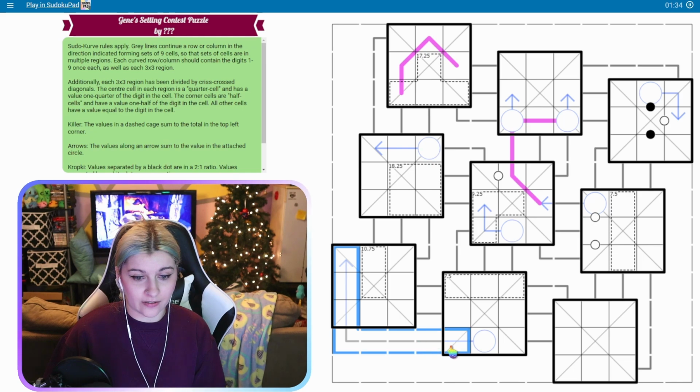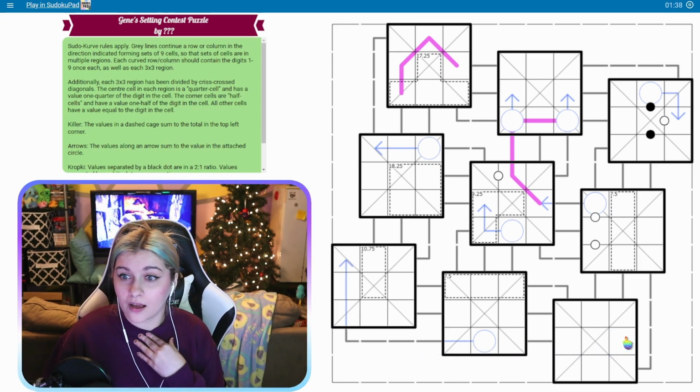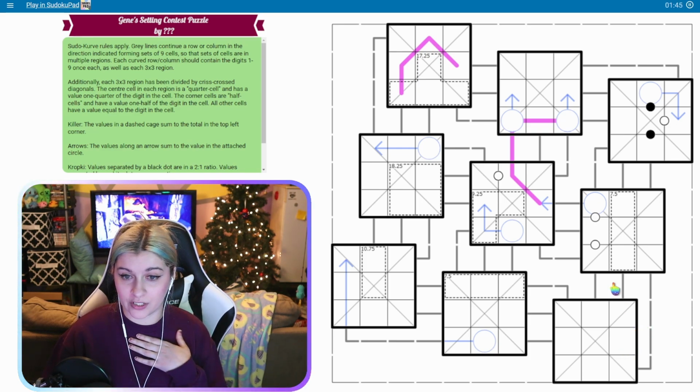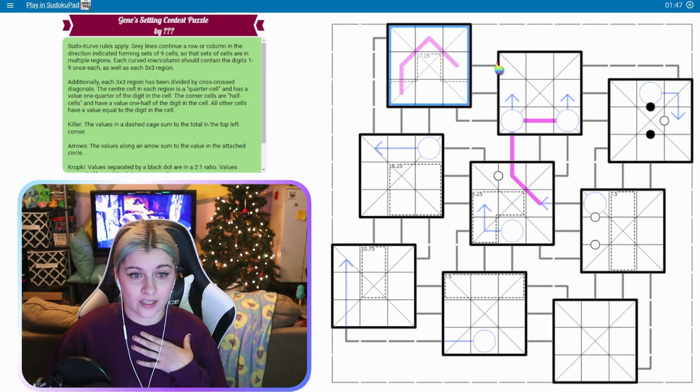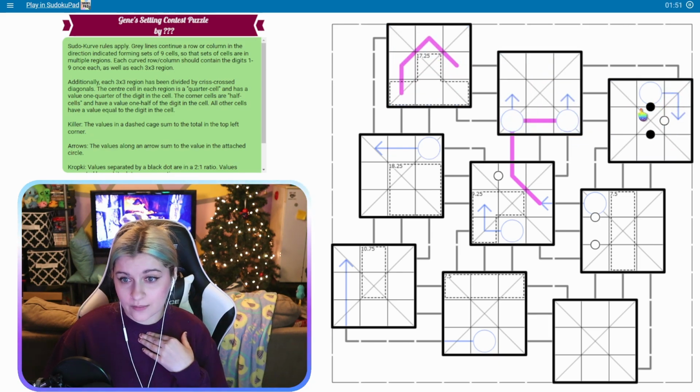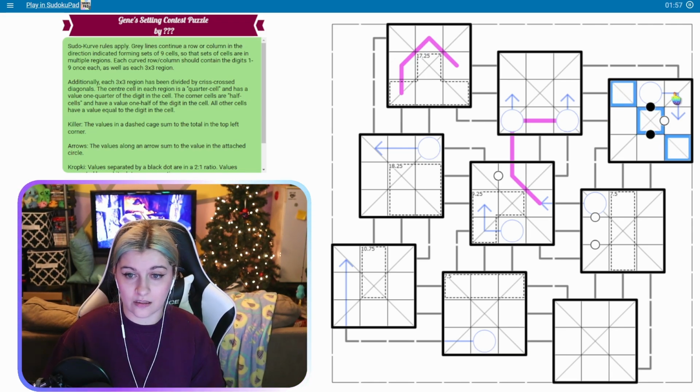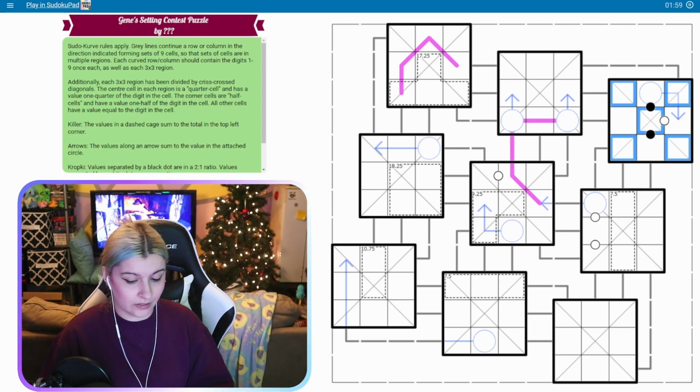Oh, I can highlight outside. That's excellent for note-taking. I love that. Okay. Also, each curved row or column should contain the digits 1 through 9 each, as well as each 3x3 region. Okay, so we do still have these boxes are going to contain the numbers 1 through 9 also. Perfect. Additionally, each 3x3 region has been divided by crisscross diagonals. Yes, I see those. I'm going to be using control a lot to highlight stuff.